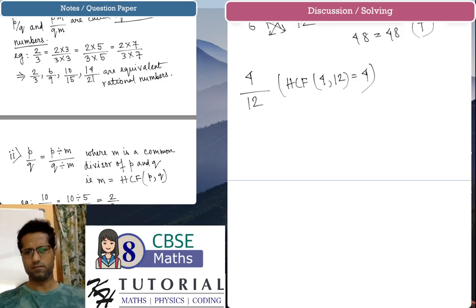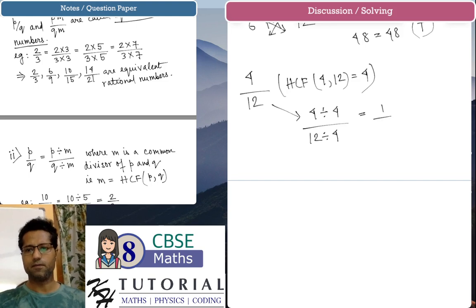So what we do is divide. For any rational number, we can divide both the numerator and the denominator by the HCF, and the rational number remains the same. So I will divide both the numerator and the denominator by 4, as 4 is the HCF. And what do I get? I get 4 divided by 4 over 12 divided by 4, which is 1 by 3. This is in standard form.